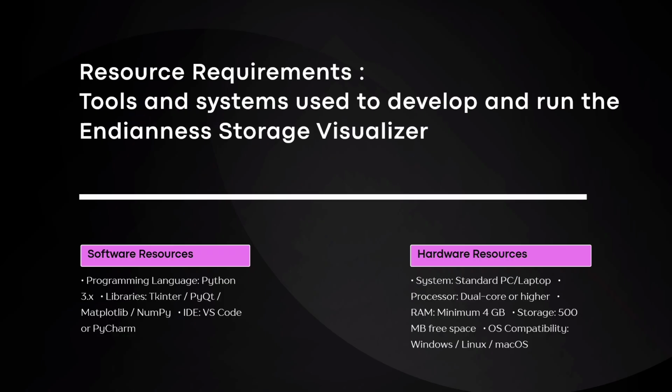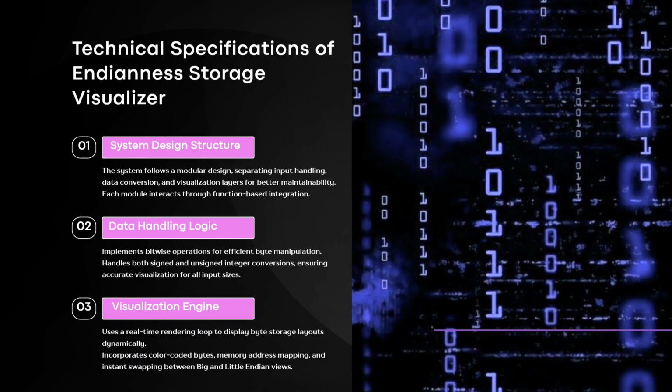We use Python 3.x for development because of its simplicity and strong libraries. Key technologies are Tkinter, used for GUI, NumPy for byte level operations, and Matplotlib for the visualization. It runs smoothly on any system with 4 GB RAM and is compatible across Windows, macOS, and Linux, developed in VS Code. Our system works through three core layers.